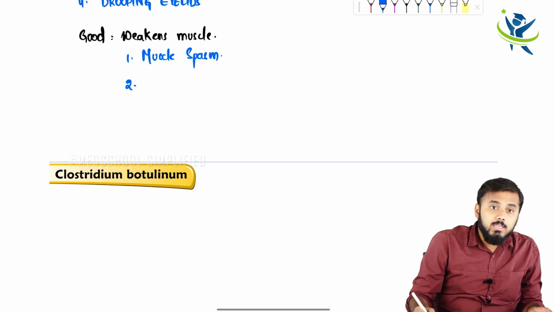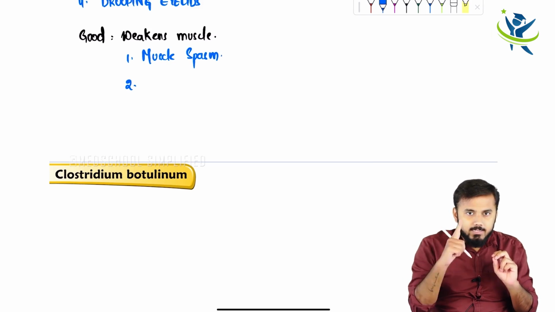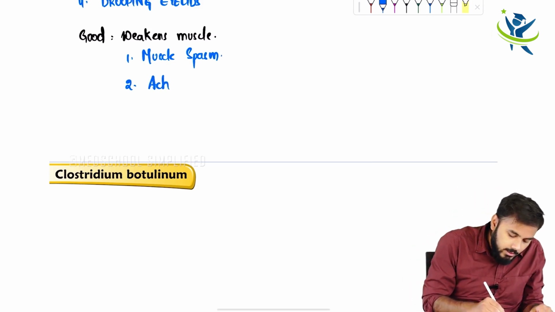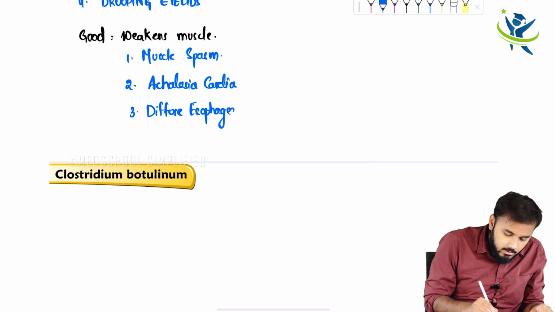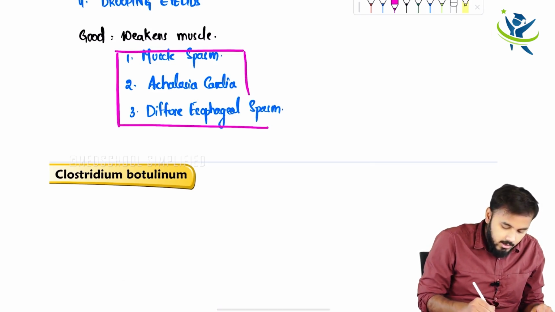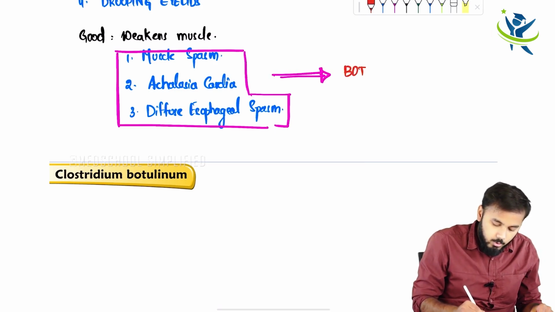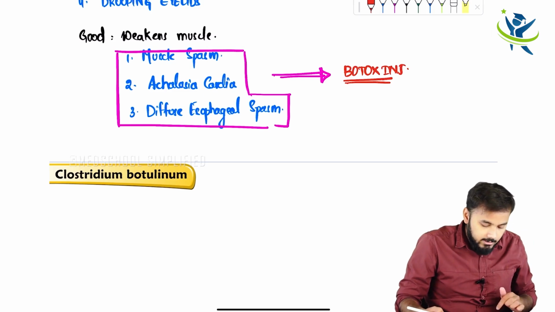I can also use them in another condition. Let me write down and then I'll explain. There is a condition called achalasia cardia, and there is also another condition called diffuse esophageal spasm. So diffuse esophageal spasm, achalasia cardia and muscle spasm, in all these cases, these are all contractile cases. In all these cases, I use some injections called Botox injections.